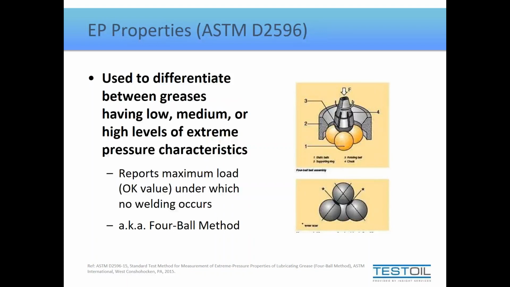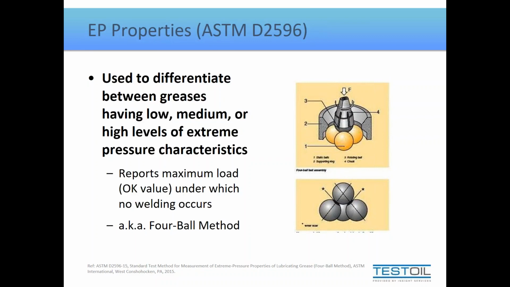EP properties can be measured a number of different ways. One of the more common ways is by this method here, which often gets referred to as the 4-ball method or the 4-ball weld. It's a test where we take 3 steel balls and place a 4th ball on top of it. We rotate the ball on top and we keep increasing the load, how much force it's pushing down on the lower 3 balls, until such time as welding occurs. We report the lowest weight at which no welding occurs as the EP weight for this test.